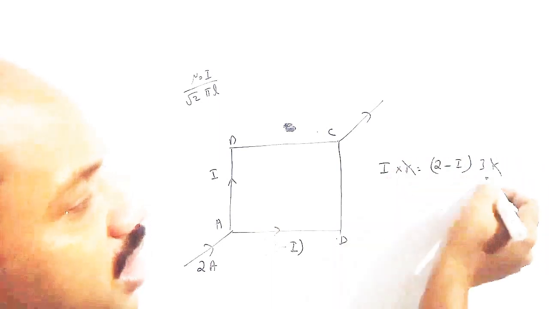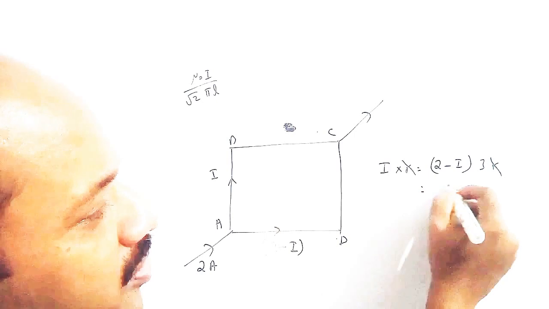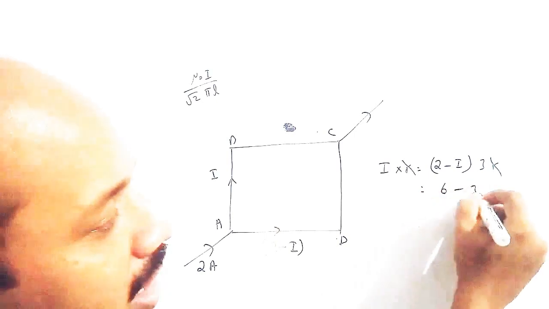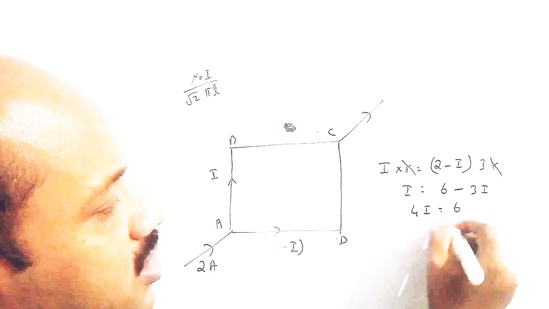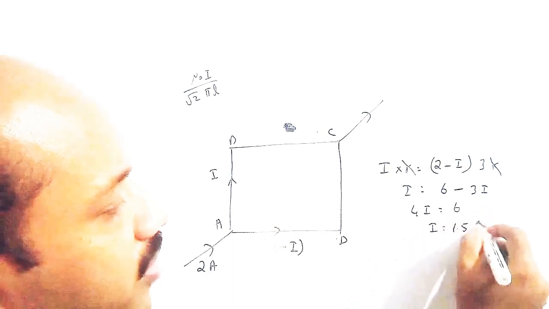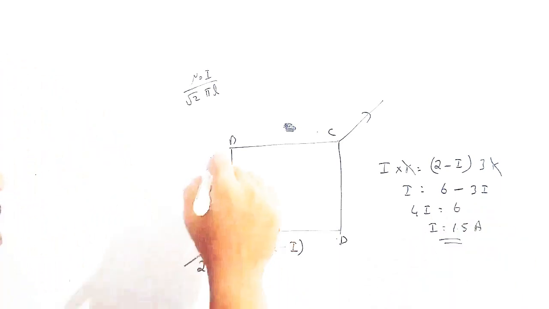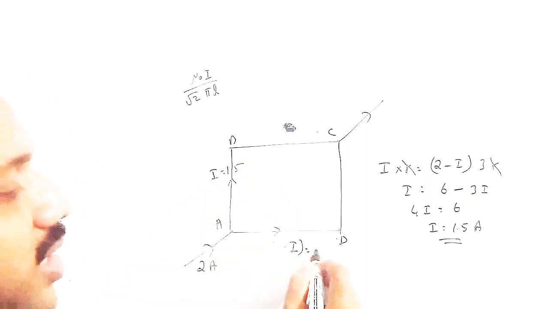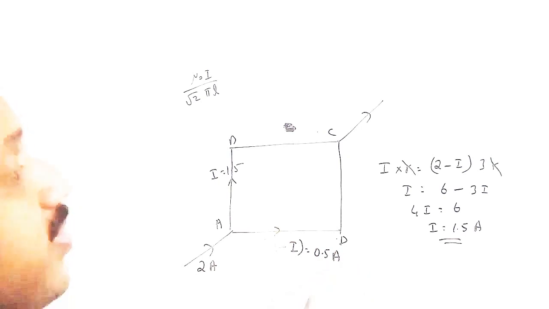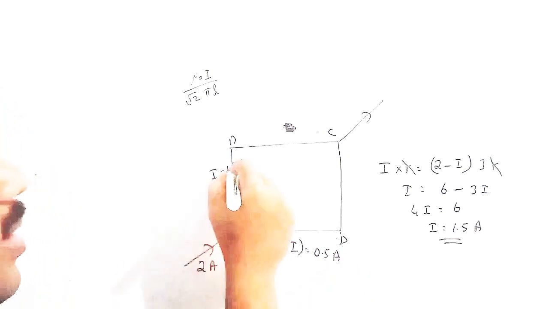This would be cancelled. Before that we have to multiply, right? 6 minus 3I. On taking this one, 4I is equal to 6, therefore I is equal to 1.5 ampere. Therefore this one is 2 minus I, which is 0.5 ampere. So 1.5 ampere and 0.5 ampere.